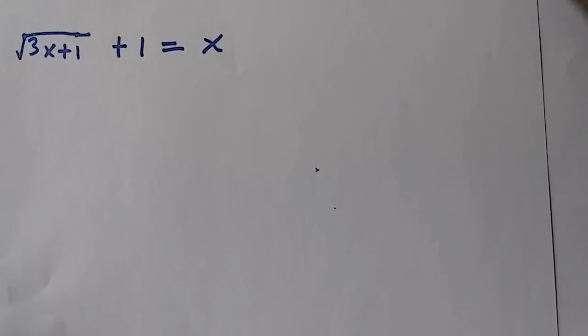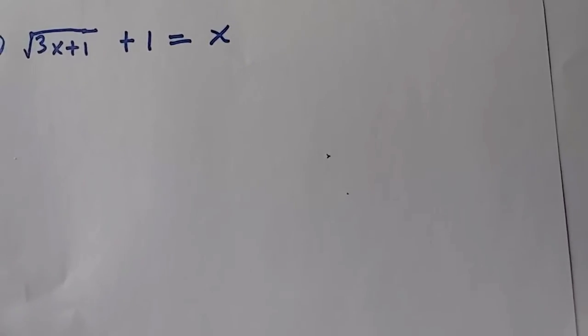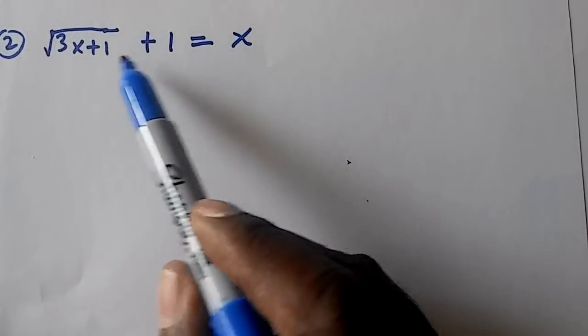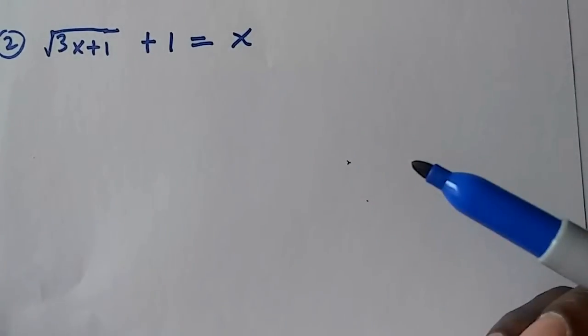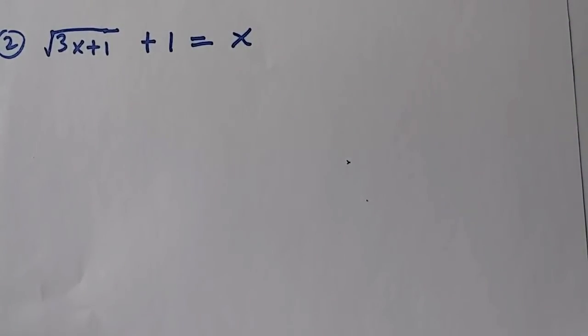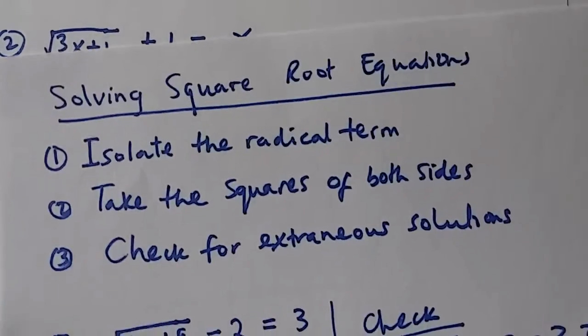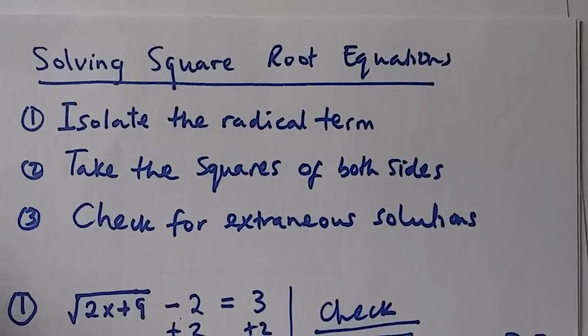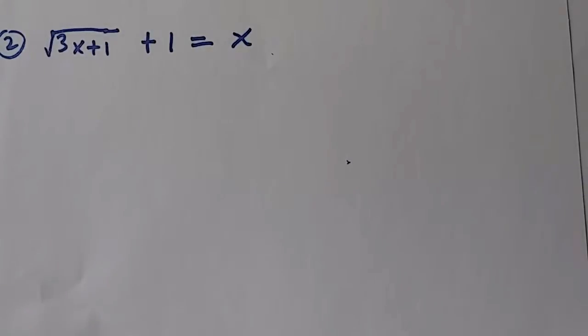Now we have the square root of 3x plus 1, plus 1, equals x. Just making sure you can see everything. Again, we're going to follow the three steps. First, we isolate the radical term, take squares of both sides, and check for extraneous solutions. So always take those three steps.